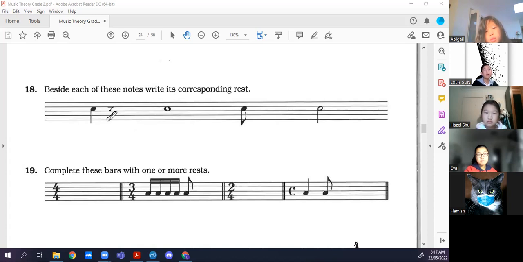Yep, Eva looks about right. Probably more like this. I understand it's freehand, so it's a little hard to draw. Hamish, yep, good. Just a rectangle hanging from the fourth line. That's right. And quaver rest, Hazel. And Abigail, you can do the middle rest.